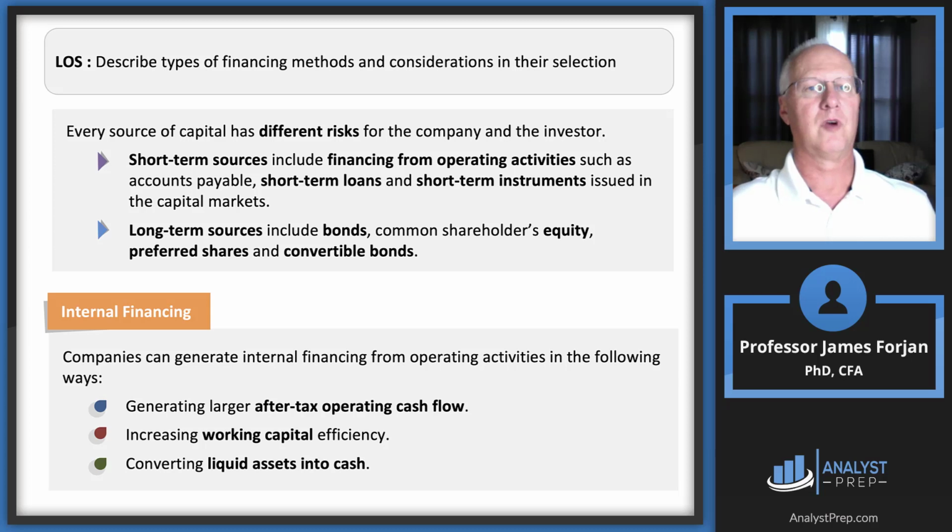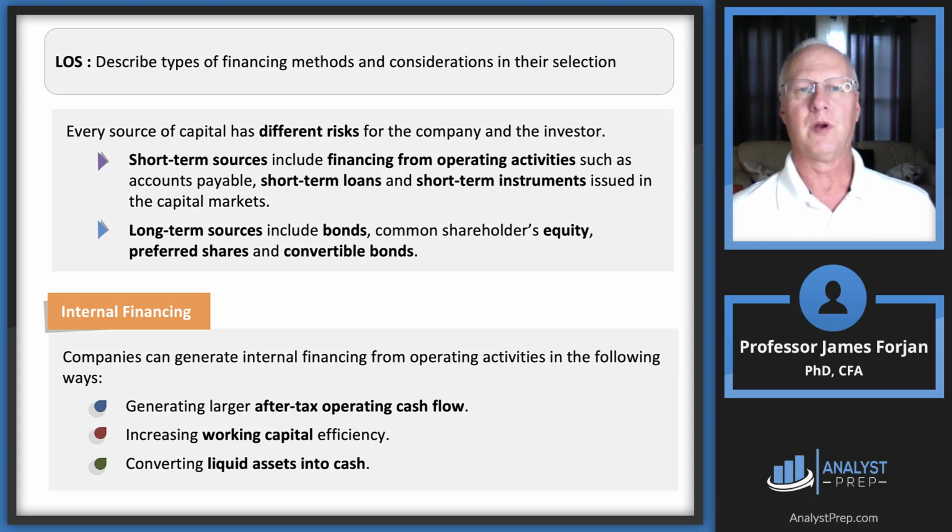So let's go ahead and describe sources. And there you go. Look at those first 2 arrow points, short-term sources and long-term sources. So the short-term includes sources from operating activities. And so I want you to think of the top right portion of the balance sheet. So accounts payable, short-term loans, and short-term instruments. Long-term, of course, includes bonds. Those are the fixed income securities. And then equity, common equity, convertible bonds, and preferred equity as well.